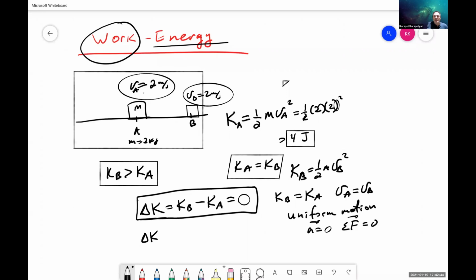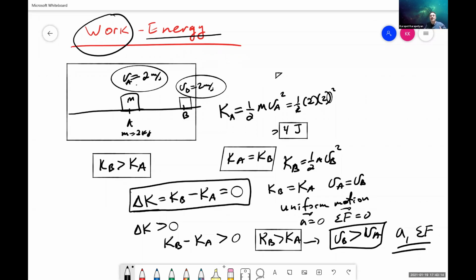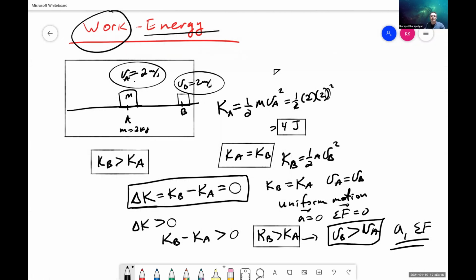Now, if I have delta K greater than 0, which means it's a positive quantity, then KB minus KA is greater than 0, which means KB is greater than KA. What does it mean? It means the speed at point B is greater than the speed at point A. So there's acceleration, there's a net force, and so on. Again, we can use this energy of motion, kinetic energy at two points, to figure out what happens to the object.